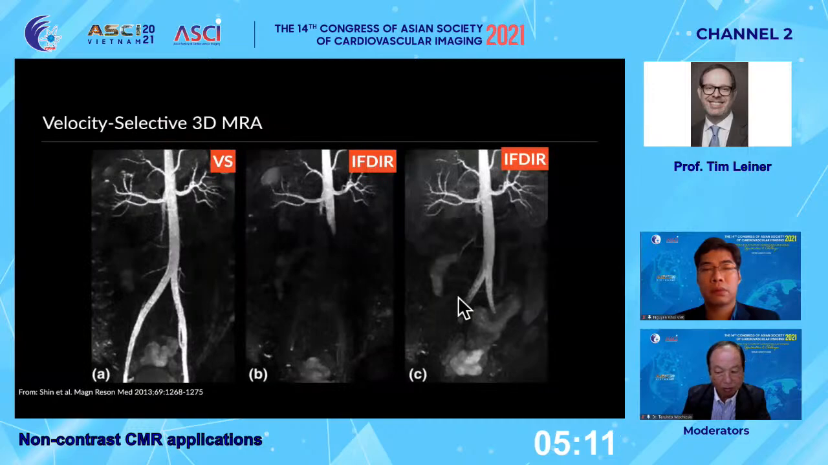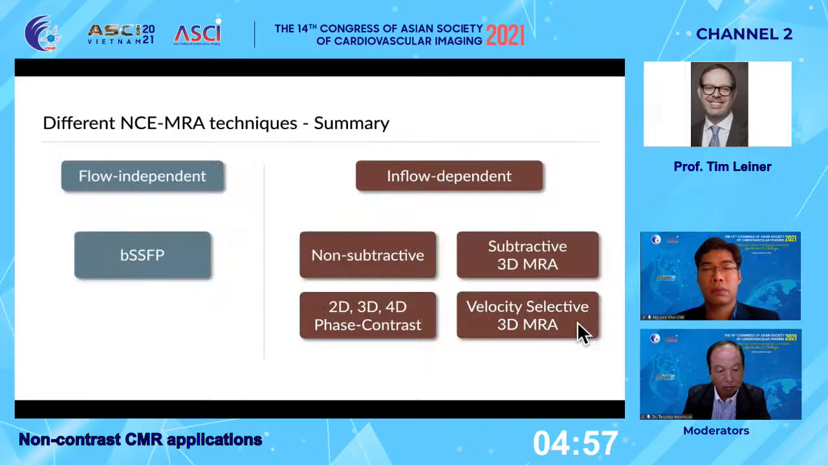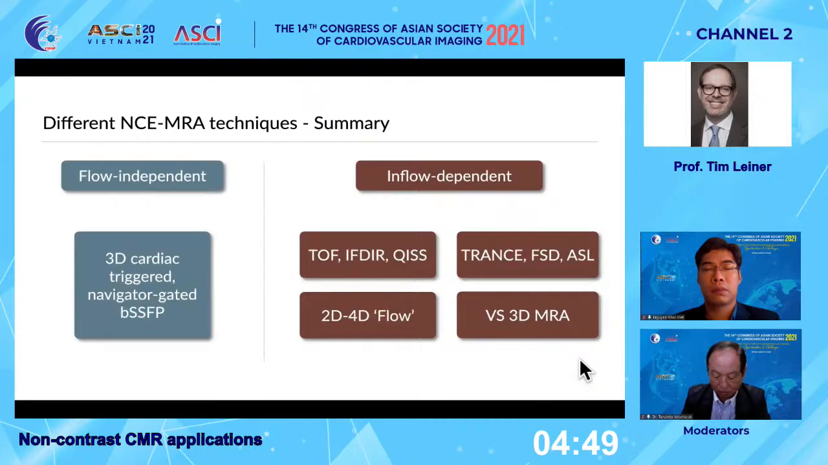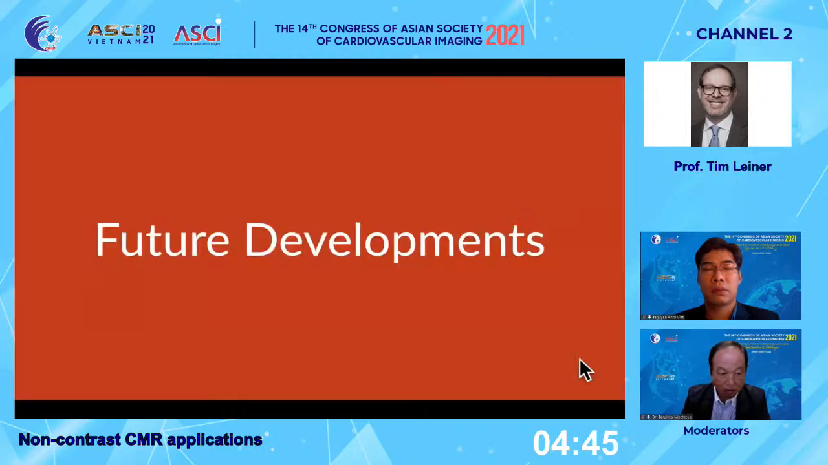Here are some images. This is a paper that was published not so long ago that nicely shows velocity selective imaging on the left versus FDIR imaging in the middle and on the right. So here is again the summary of the different families of techniques that I started out with. And this brings me to a review of some future developments that I want to finish the talk off with.